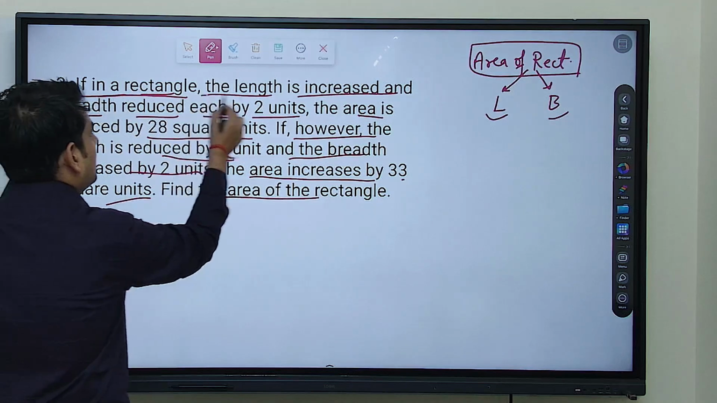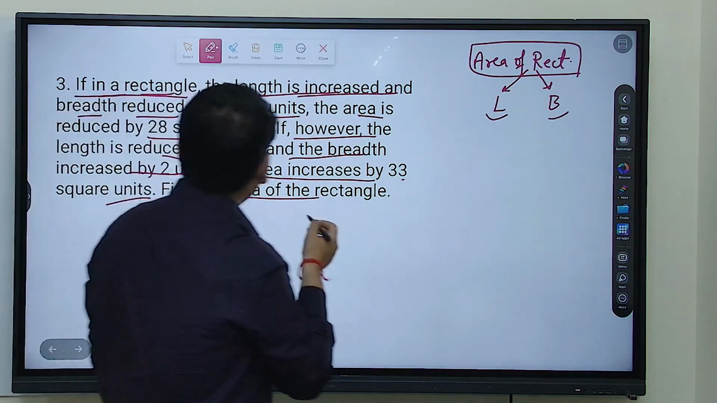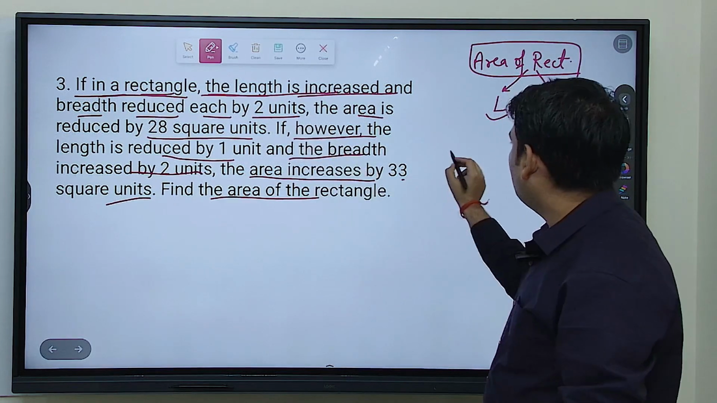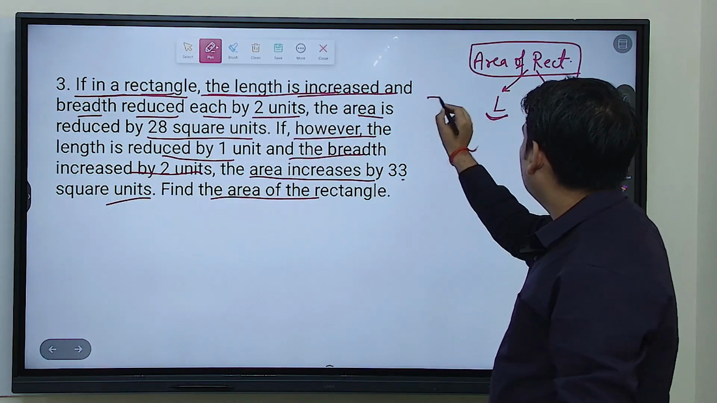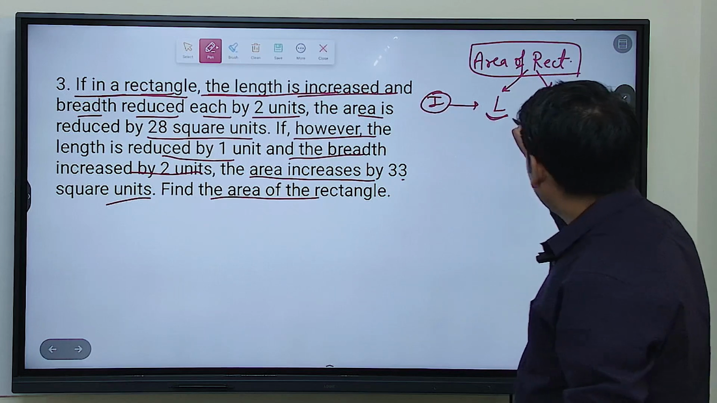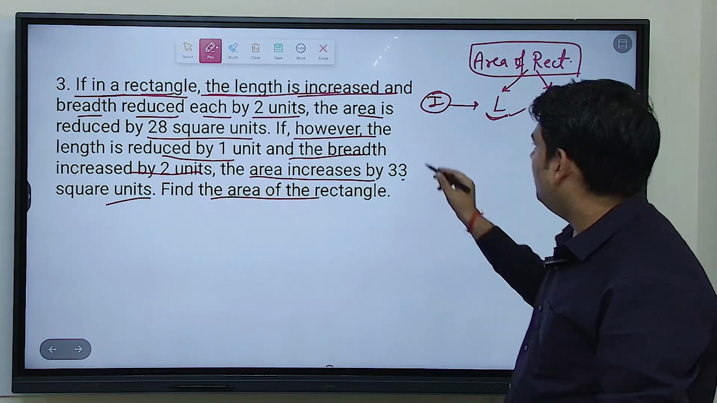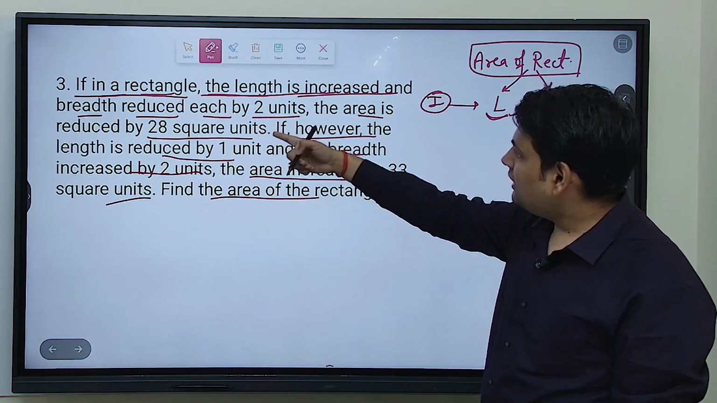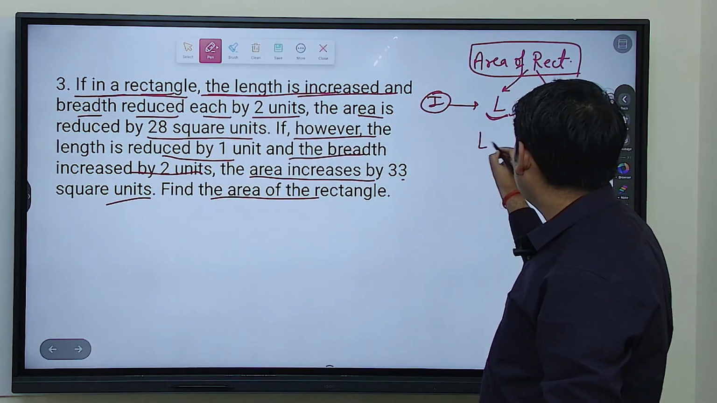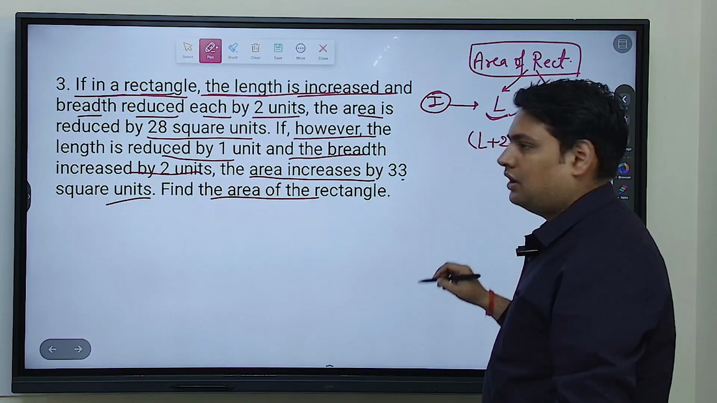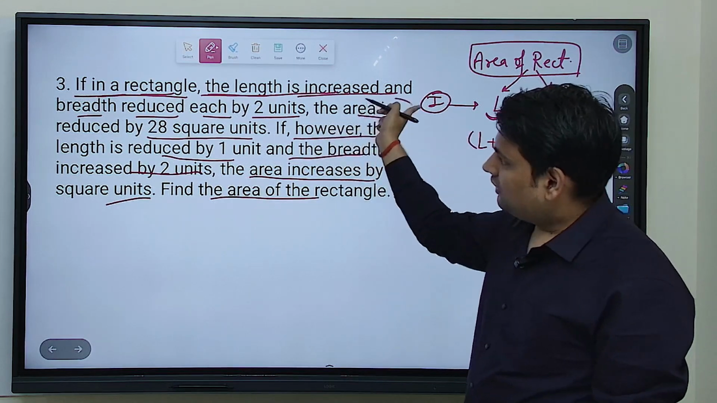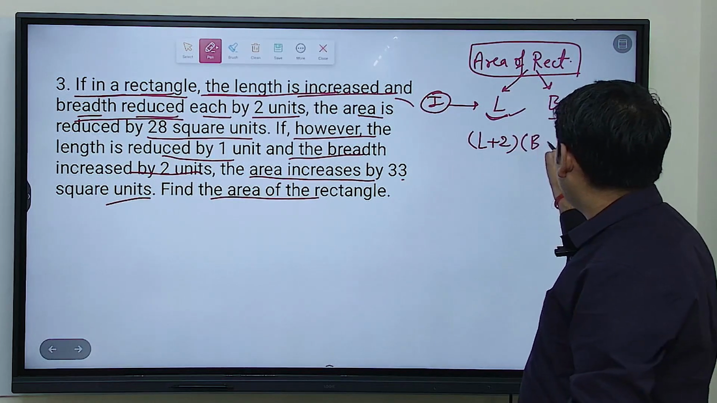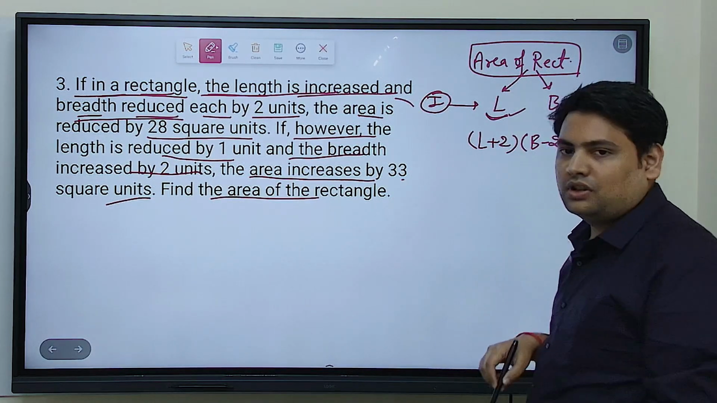In a rectangle, the length is increased and breadth is reduced by 2 units. So let's say initially, length was L, breadth was B. Now what we are doing here, we are increasing the length by 2. So this becomes L plus 2, and we are decreasing the breadth by 2. So this becomes B minus 2.